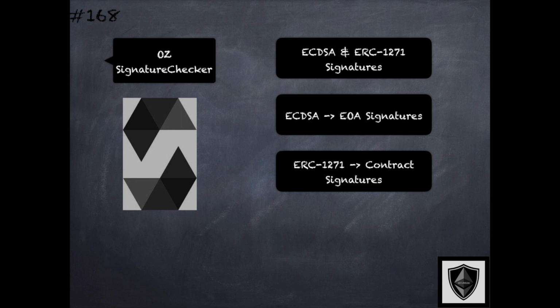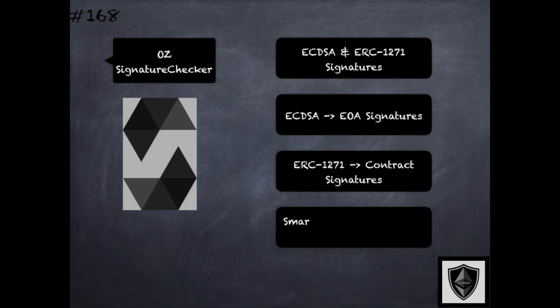ERC1271 allows the concept of contract signatures in a manner that is different from Ecdsa signature. I would encourage you to look at this ERC if you're interested in the details. And this library becomes interesting for applications such as smart contract wallets that need to work with contract signatures and Ecdsa signatures.